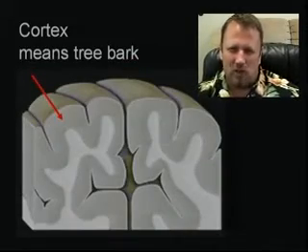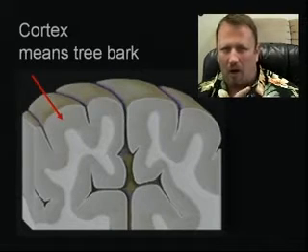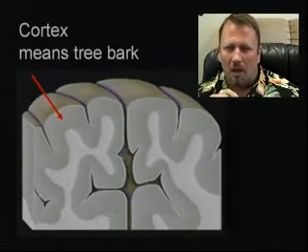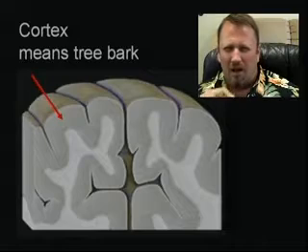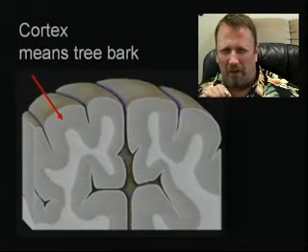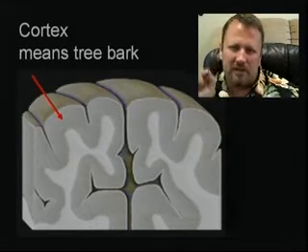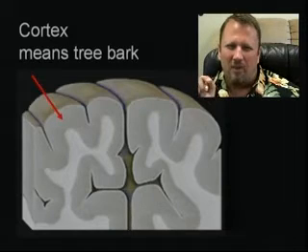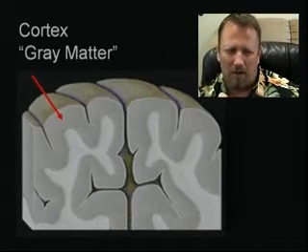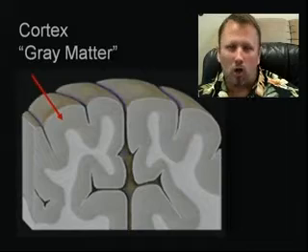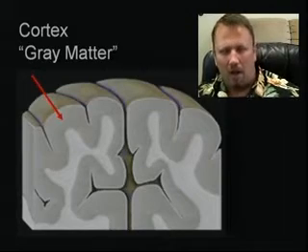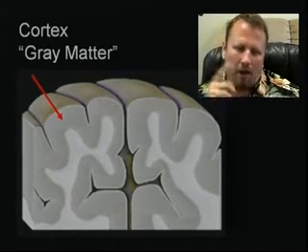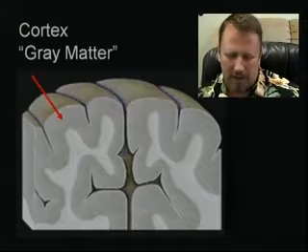So cortex means tree bark. This is a picture supposed to denote a slice through the cortex, through the cerebrum, and we're looking at a little piece of it. Cortex is the part on the outside, and cortex just means tree bark. Cortex is what they call gray matter. When you hear people say, use your gray matter, they're talking about the cortex.